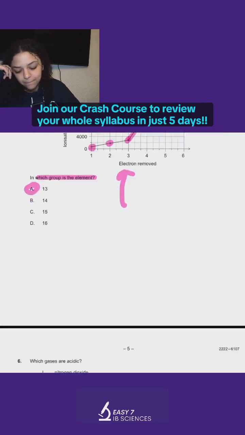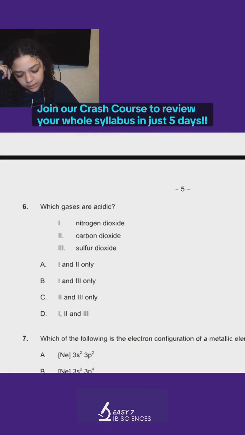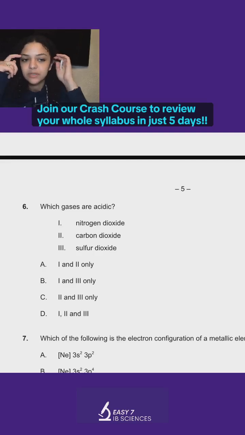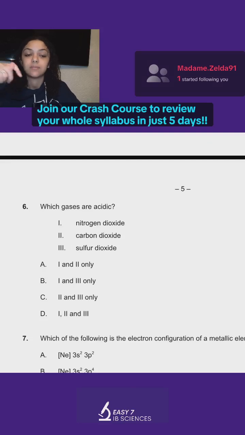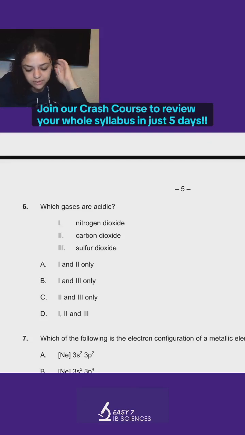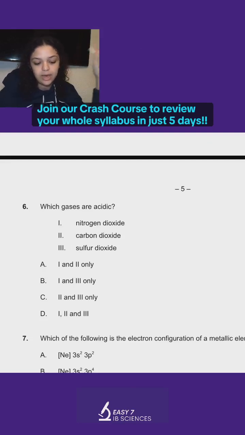Okay? Moving on, it says which gases are acidic, and this is going to be part of your new syllabus. We used to have acid rain in the old syllabus, but I think in the new syllabus they've highlighted it a bit more in terms of how you need to know the specific equations and memorize them. So I predict something like this on your exam. If not on your paper 1A, then maybe your paper 1B or your paper 2.